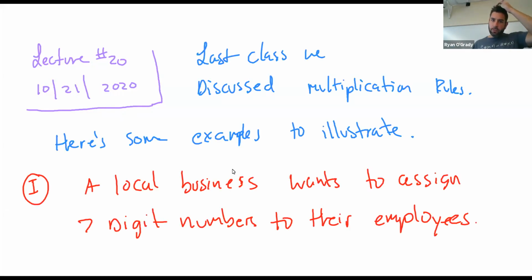What we're going to do is talk about some examples that illustrate the things we talked about last class. So the first example is we have a local business. It wants to assign 7-digit numbers to their employees. I would encourage you to think about this. Every one of you has a number. You have a student ID number. I don't know how many digits it is. Who cares? The point is sometimes we might want to assign numbers to employees.